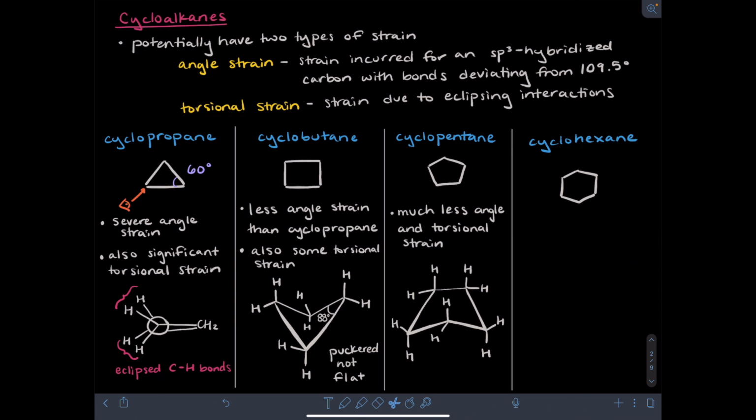And our 6-carbon ring, which you're going to draw a lot during organic chemistry, is cyclohexane. And it turns out that cyclohexane is able to adopt a conformation where it is nearly strain-free. The angles are just about 109.5 degrees, and in the conformation I'll show you later in the video, there aren't any eclipsing interactions either.